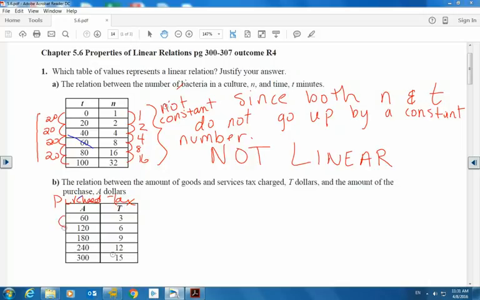What are the changes from here to here? So it's 60 here, and from 120 to 180 it's another add 60, and then from 180 to 240 you are adding another 60, and then from 240 to 300 you are adding another 60. So each time we're adding 60.